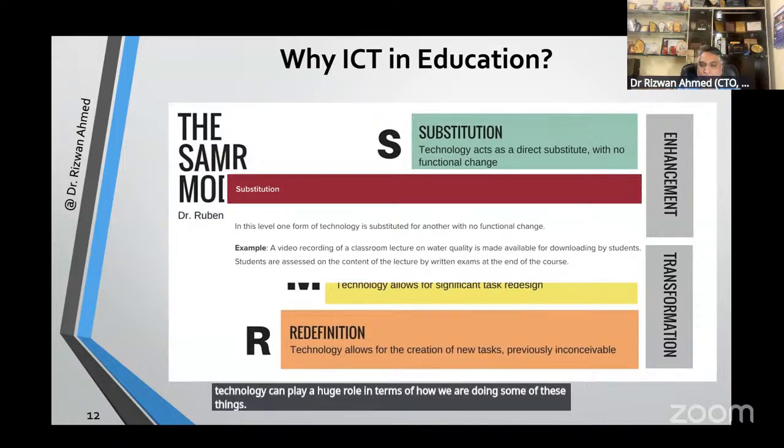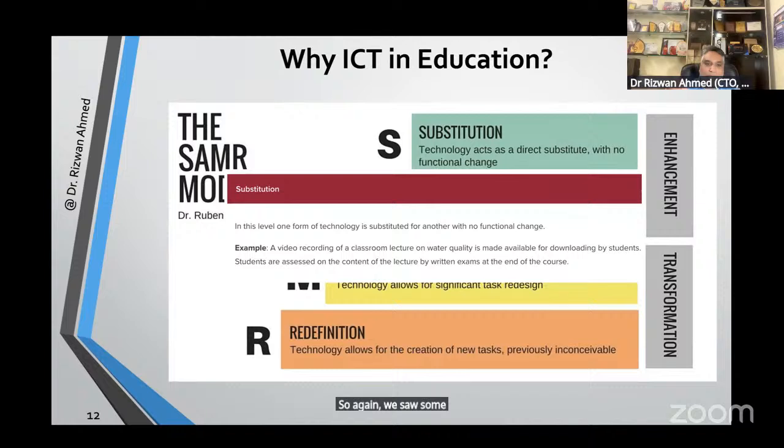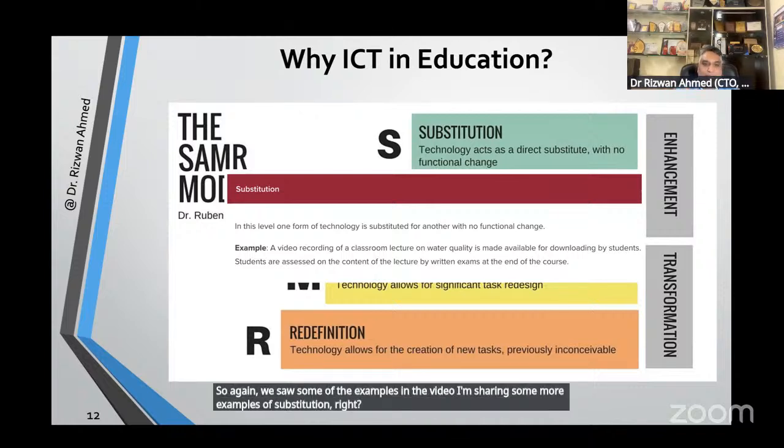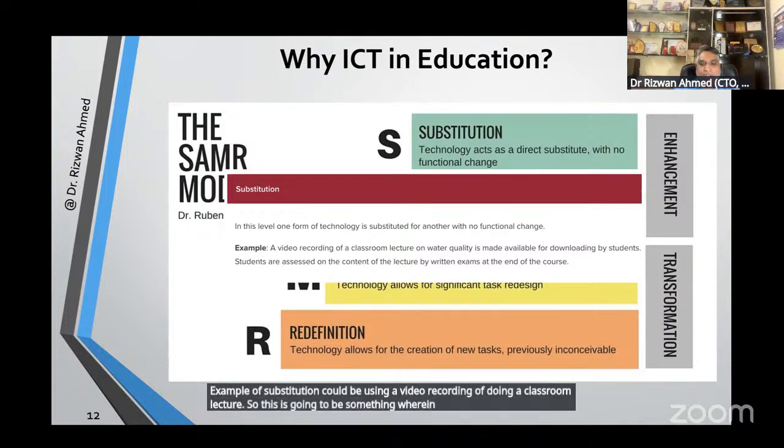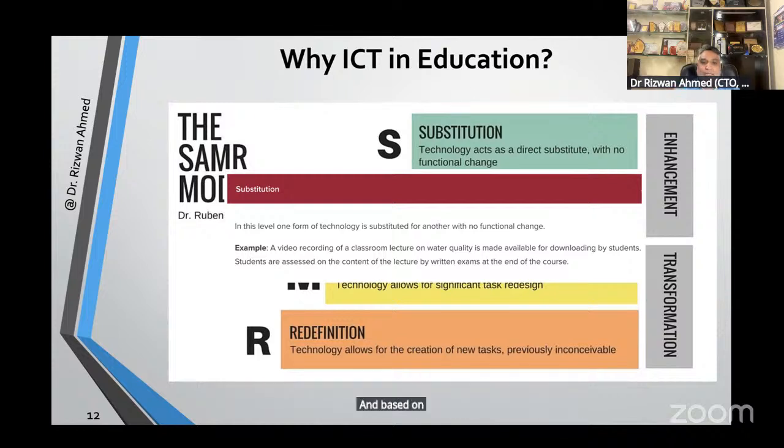So again, we saw some of the examples in the video. I'm sharing some more examples of substitution. As I was telling earlier, an example of substitution could be using a video recording of a classroom lecture. Students can just look at the video lecture and learn the same thing which was delivered earlier. Based on that, they can go for an assessment as we do in our written exams, in most traditional end of course ways of learning.